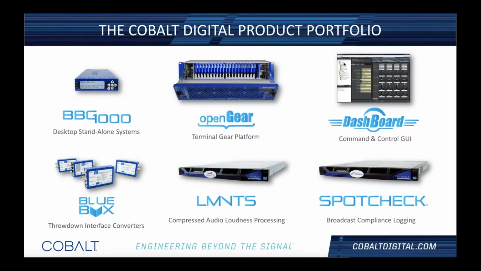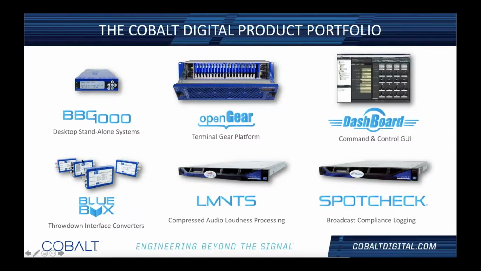Just a real basic overview of the Cobalt Digital product lines. We have the OpenGear platform, which is our primary card-based product base. Most of our solutions fit into this platform. Many of those cards can also be transitioned into the BBG 1000 standalone system, which is the unit over here on the left. Everything is controlled in DashBoard, which is the common control structure across the OpenGear partnership.